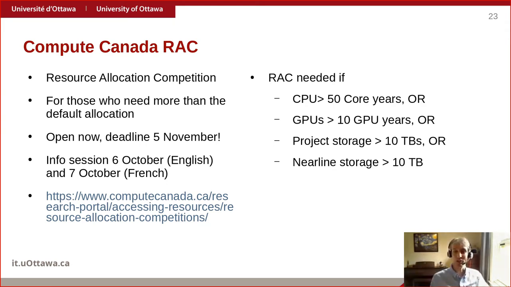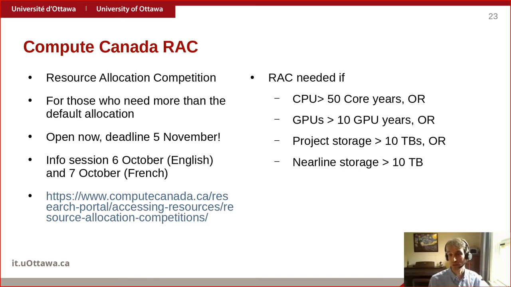So the minimum entrance for being allowed to submit a REC application is that you need to use at least 50 core years for a CPU. So a core year is a unit of measure of compute. It's the number of CPUs times the time that they're running. So 50 core years would be 50 CPUs running 24/7 for an entire year. Or it could be 600 CPUs running 24/7 for a month, because 1/12 of a year times 600 is also 50 core years.